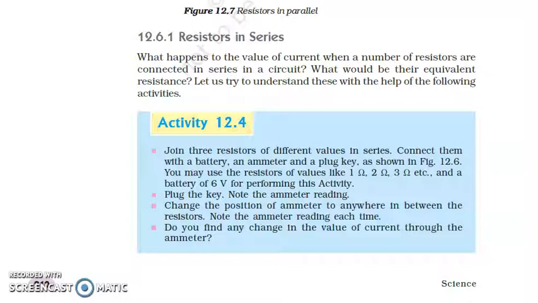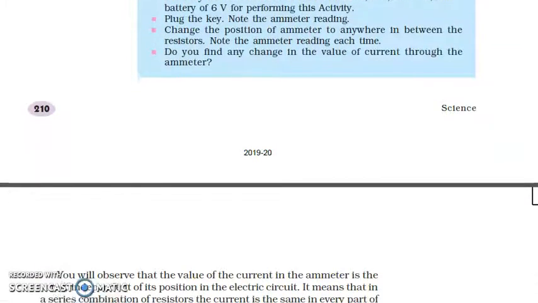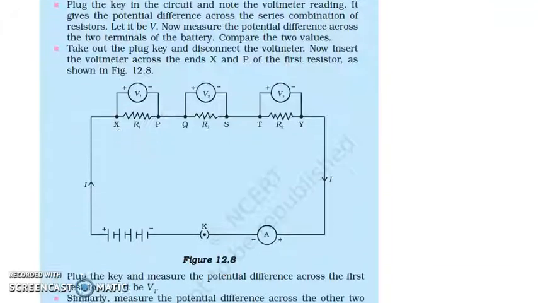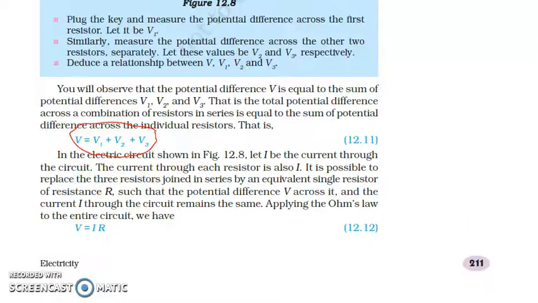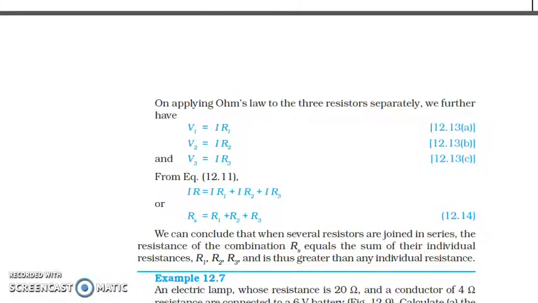This is the first topic that we covered in the NCERT, resistances in series, and after covering this topic, this was the final formula that we got. You can see in your notebooks or in your books that we talked about the potential difference being the sum of the potential differences across the different resistors, that is V is equal to V1 plus V2 plus V3 in case of series combination. And after applying Ohm's law, this was the final expression.